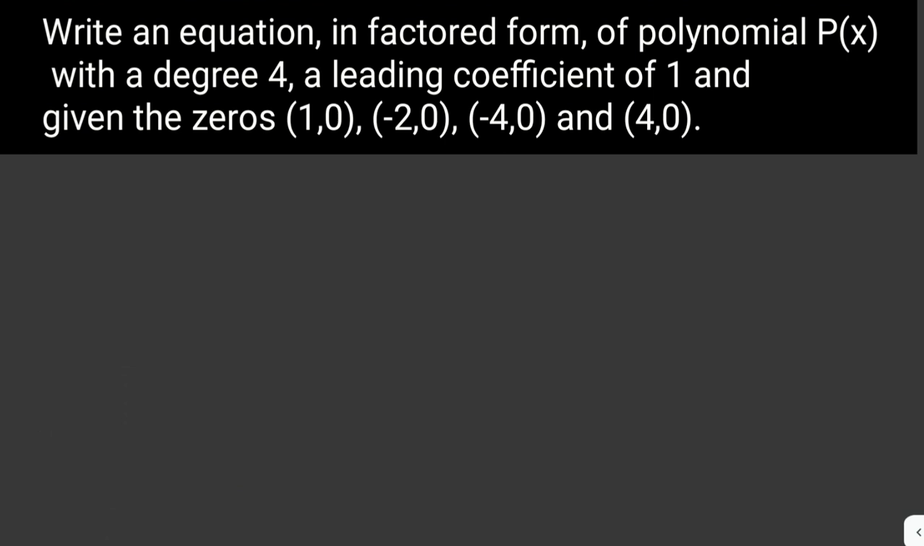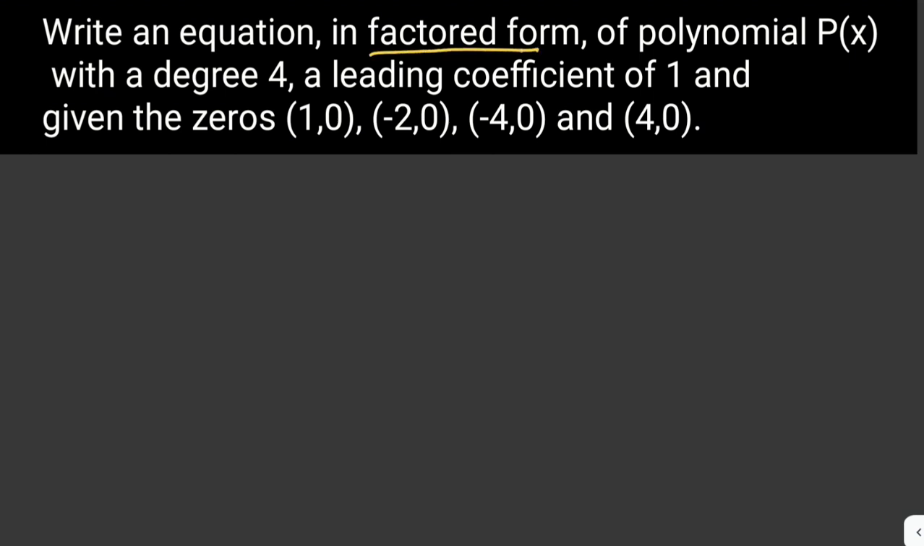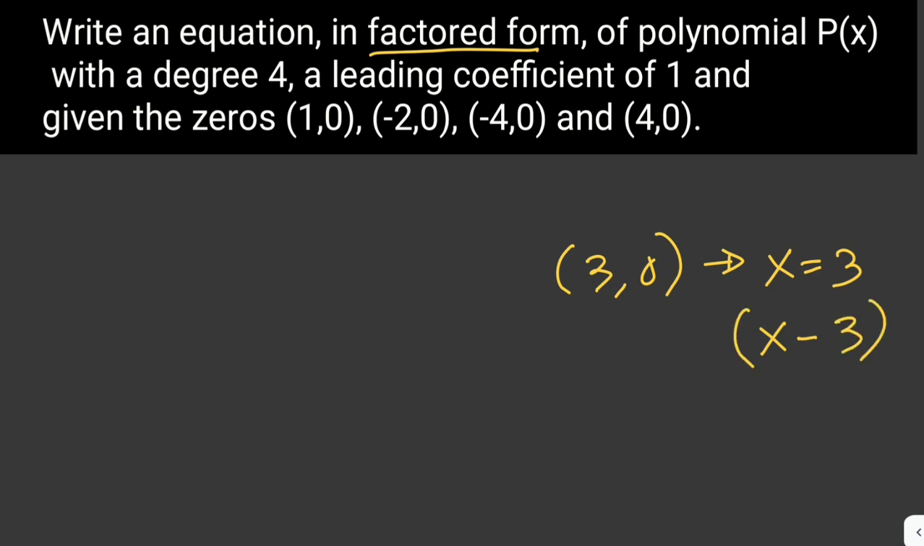Write an equation in factored form of polynomial p of x with a degree of 4, a leading coefficient of 1, and given the zeros (1, 0), (negative 2, 0), (negative 4, 0), and (4, 0). Factored form means that if we're given zeros, say (3, 0), which means x is equal to 3, the factor is just x minus 3.